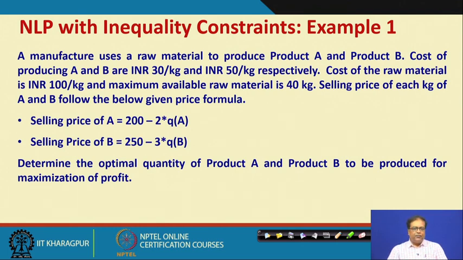inequality constraints. In this particular problem, we have seen that two products are being produced, product A and product B, and a raw material is required for that, which is available at around 40 kg. The selling price is given by a formula which depends on quantity, which introduces nonlinearity into the problem, and we have to determine the optimal quantity of product A and product B for maximization of profit.